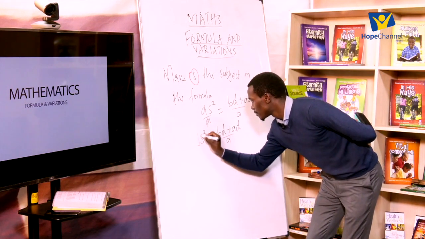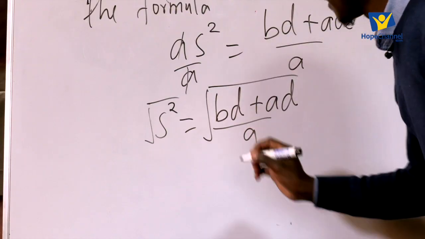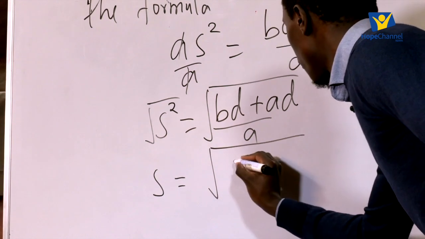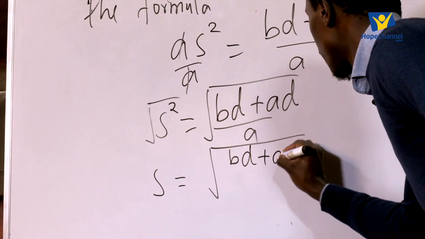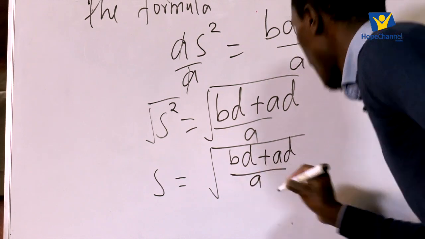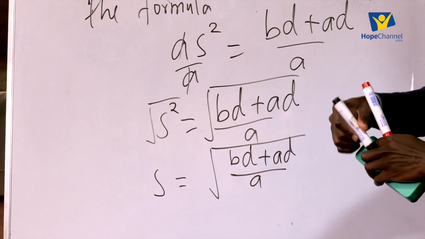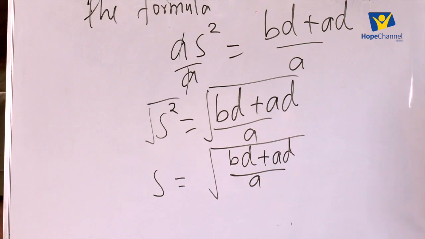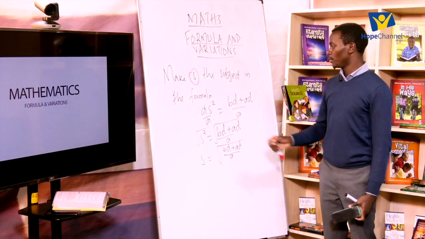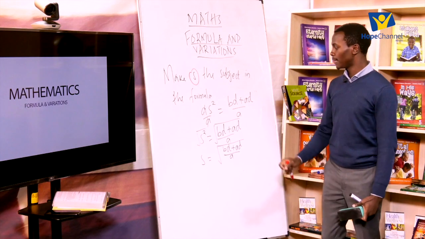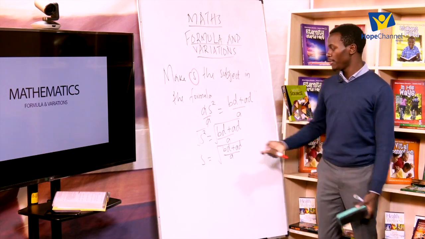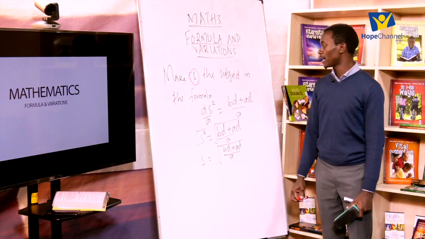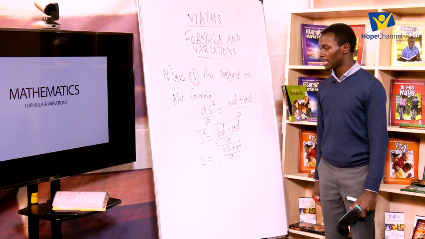So finding the square root of s squared is s is equal to the square root of bd plus ad over a. And that gives us the answer, or rather the formula for which s is expressed in terms of the rest. And therefore you have to be very careful in working out the powers and in finding the s that you're required to find. If you leave it as s squared is equal to bd plus ad over a, that one becomes a wrong answer. You have to complete the question.